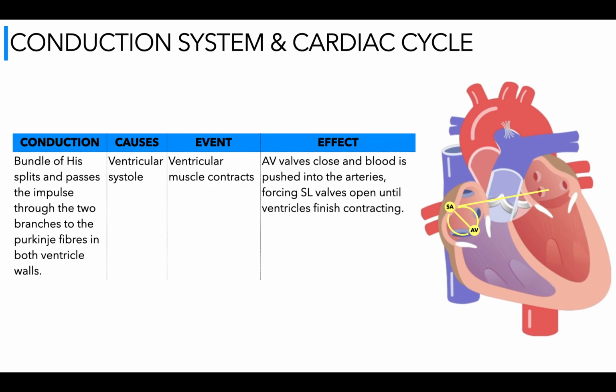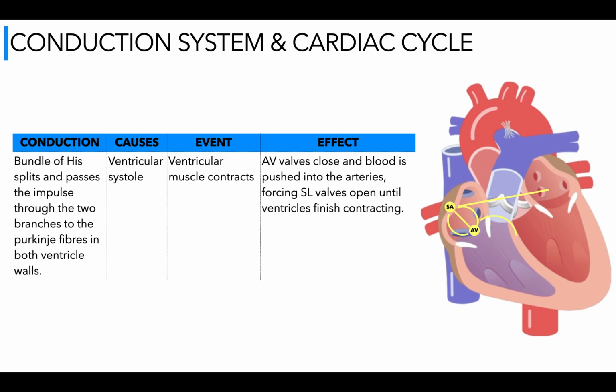So the effect is the AV valves this time, they close to prevent backflow. We've had a change in pressure gradient. The gradient is now lower in the atria. So we need to send it to the next low place, which is the pulmonary artery or the aorta, because we don't want backflow. So we force the SL valves open and the ventricles push the blood out.